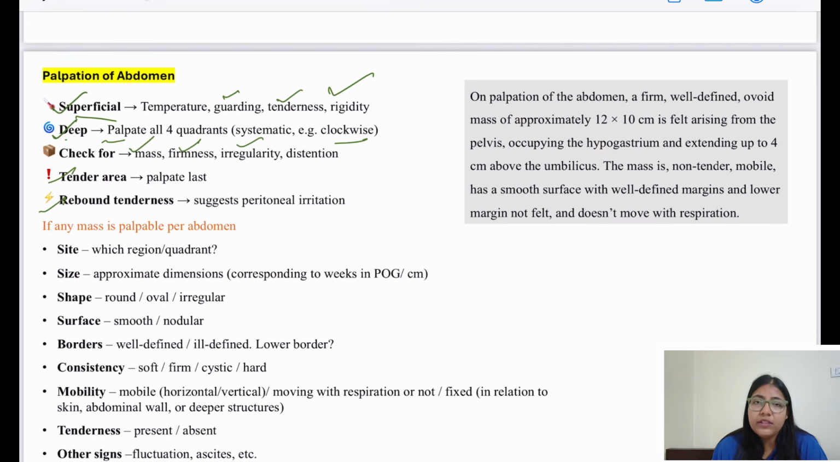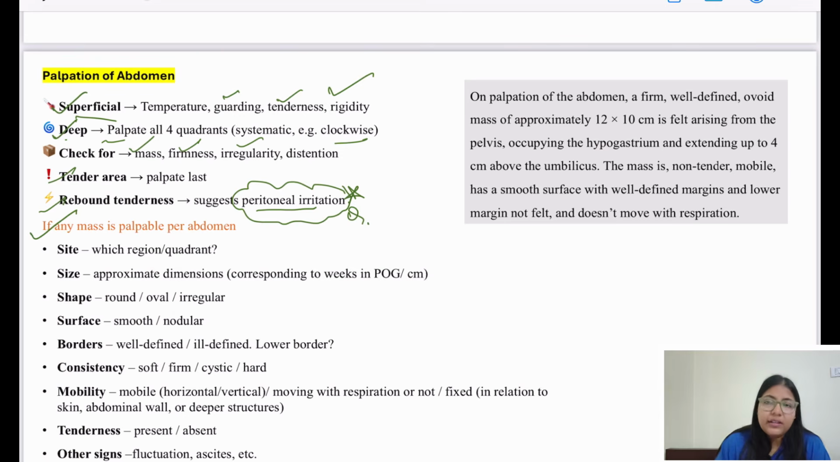So that is rebound tenderness, not on palpation but on releasing your palm from the abdomen, and this is a sign of peritoneal irritation. So this is a question: what does rebound tenderness tell you? We find it in surgical patients with intestinal perforation or obstruction.